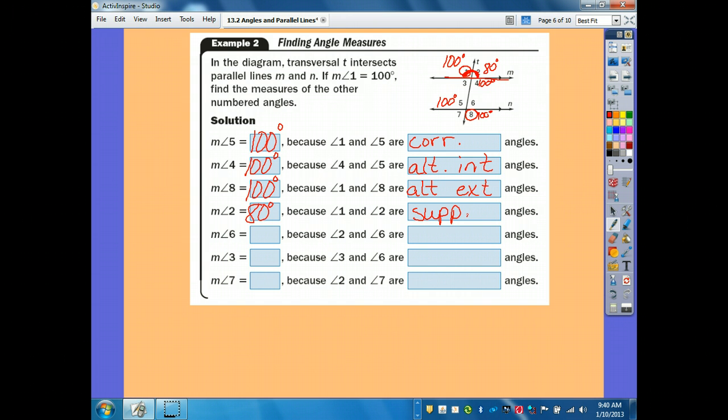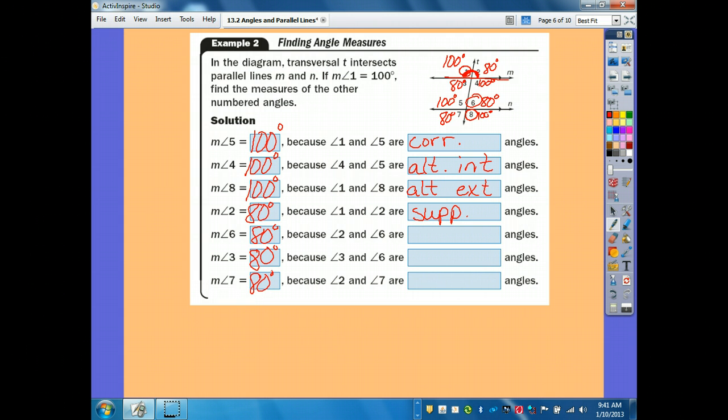What's the measure of angle 6 then? We know these are now what? 80 degrees. And 7, we know the rest of them then are 80 degrees. So angle 6 is 80 degrees, 3 is 80 degrees, and 7 is 80 degrees.